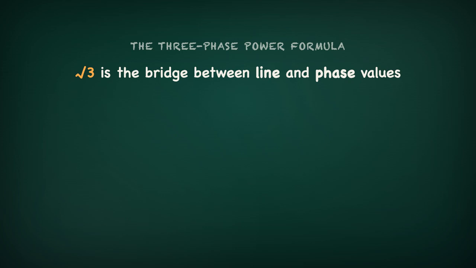Remember why the square root of 3 shows up? It's the bridge between line and phase values. And the beautiful part is, the formula uses line values, the ones you actually measure at the panel.